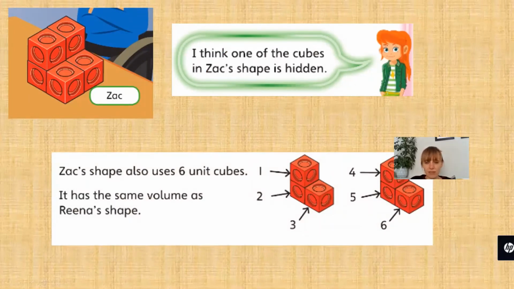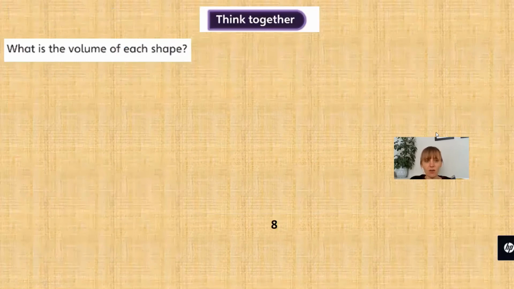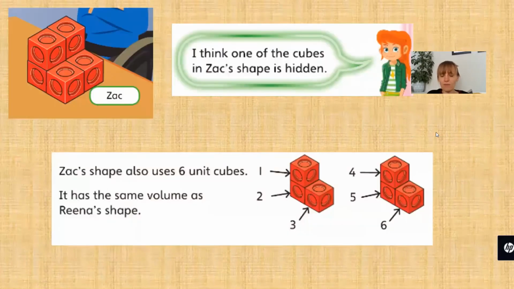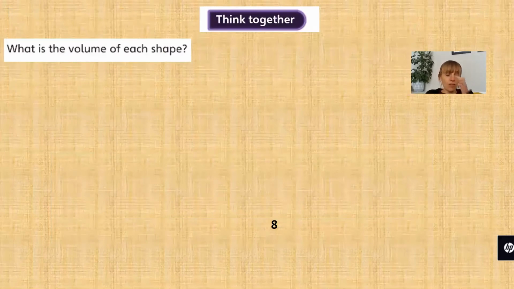Once they're separated, we can see that they are, oopsie, sorry, I've just gone forward by moving myself. You can see there's 1, 2, 3, so that's this side, and then on the other side, 4, 5, 6 over here. So actually there are 6 unit cubes in Zach's one, so they have the same volume, Rena and Zach's shape, even though they look different. So that is a good thing we need to remember, that shapes can look different, but they can have the same volume inside them.